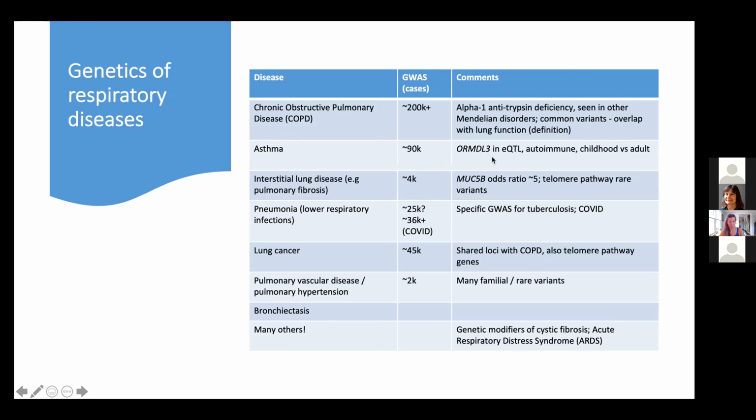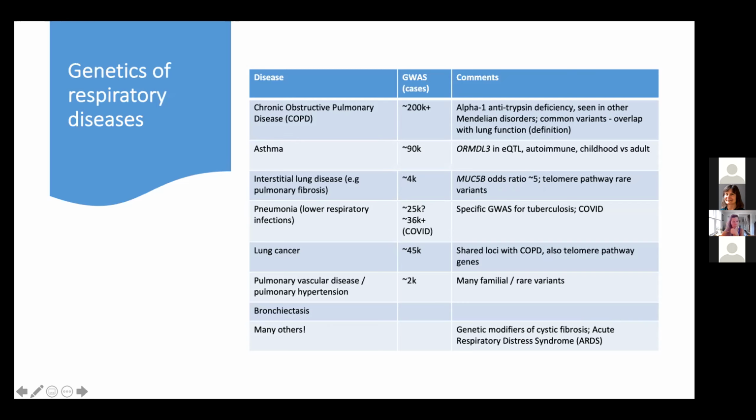Asthma, I think, is a prototype for many. There's a Nature paper, which was one of the first demonstrations of an eQTL in ORMDL3 with asthma. It's really about classification. Even though it's a lung disease, there's a lot of overlap with autoimmune disease, and there are differences in childhood and adult asthma. Pulmonary fibrosis is known because of telomere pathway rare variants, as well as this really outsized odds ratio MUC5B variant, which is common and has an odds ratio of about 5.